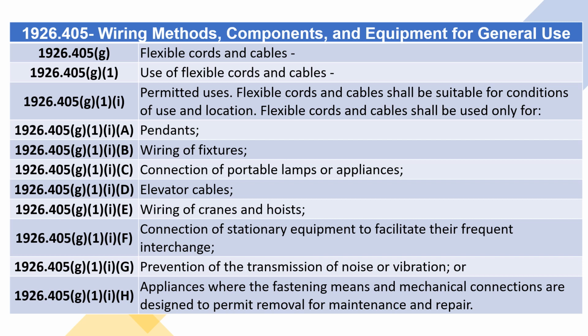1926.405 G. Flexible cords and cables. 1926.405 G1. Use of flexible cords and cables. 1926.405 G1(i). Permitted uses. Flexible cords and cables shall be suitable for conditions of use and location. Flexible cords and cables shall be used only for 1926.405 G1(i)(A) through G1(i)(H): pendants, wiring of fixtures, connection of portable lamps or appliances, elevator cables, wiring of cranes and hoists, connection of stationary equipment to facilitate their frequent interchange, prevention of the transmission of noise or vibration, or appliances where the fastening means and mechanical connections are designed to permit removal for maintenance and repair.